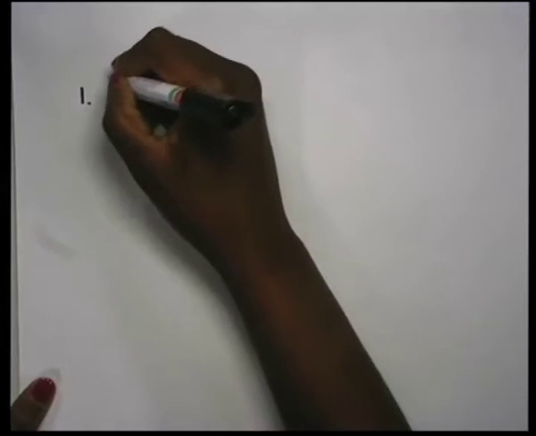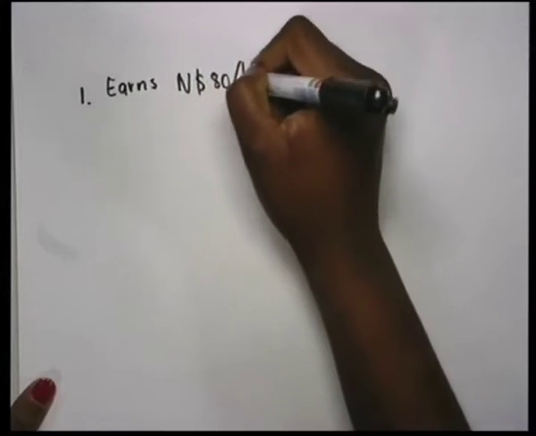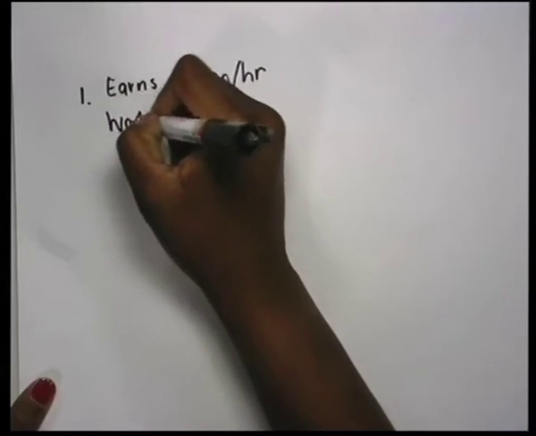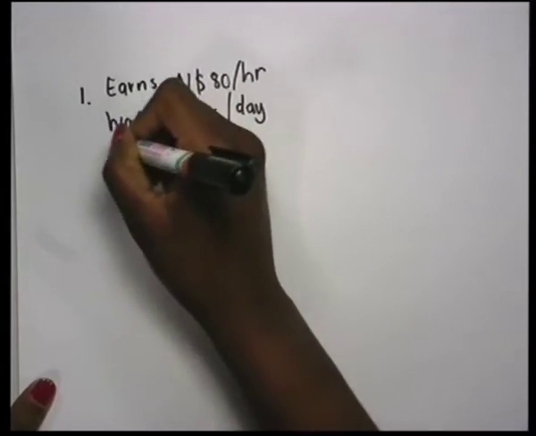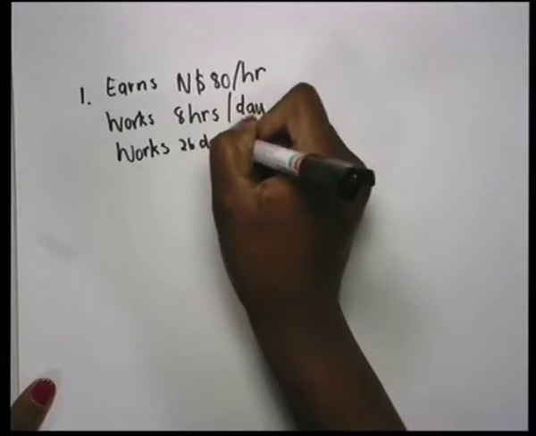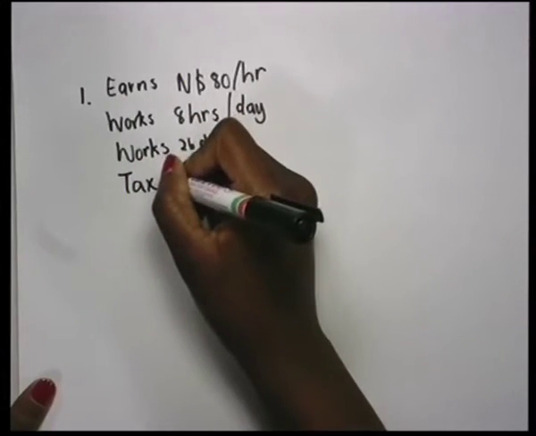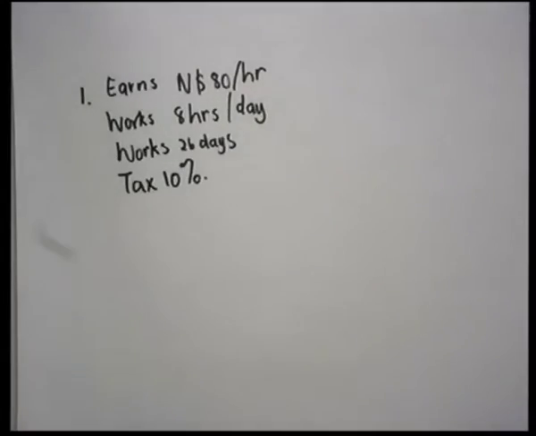If David earns $80 per hour, and he works for 8 hours per day, he works for 26 days, and the tax on earnings is 10%. Now, what we want to come to is that we want to know what will his net pay be for this period. Now, there is a formula for net pay.